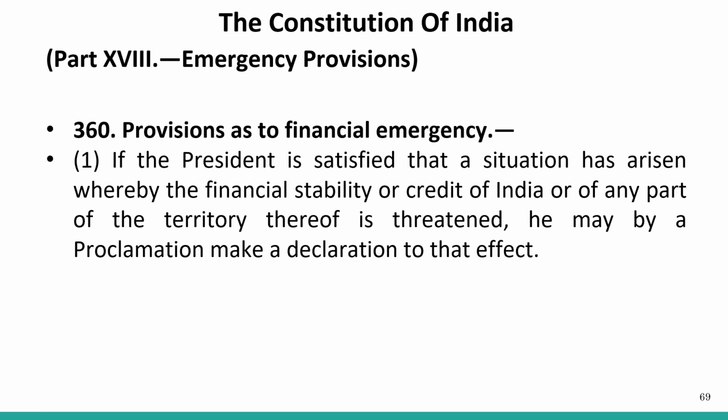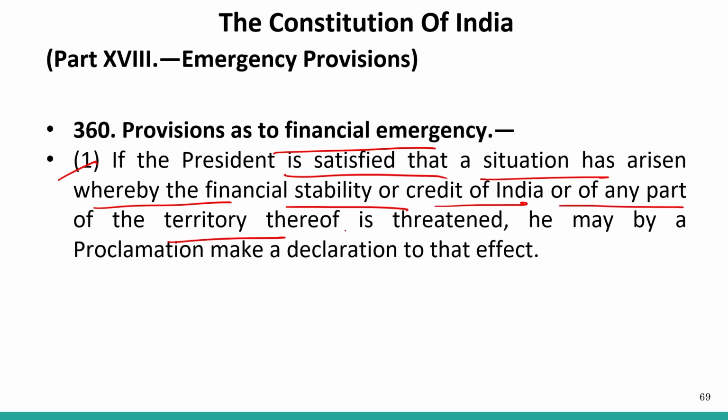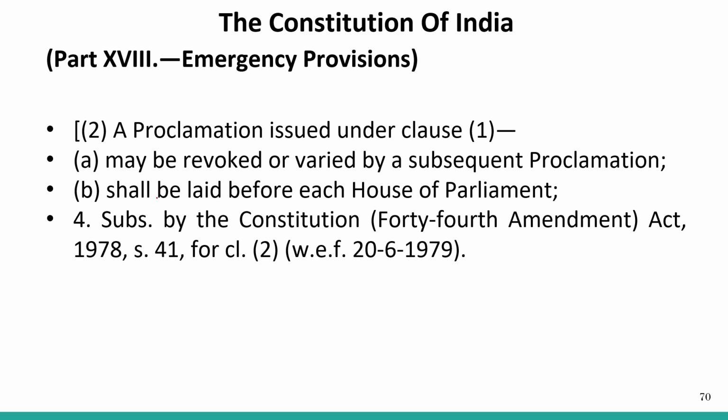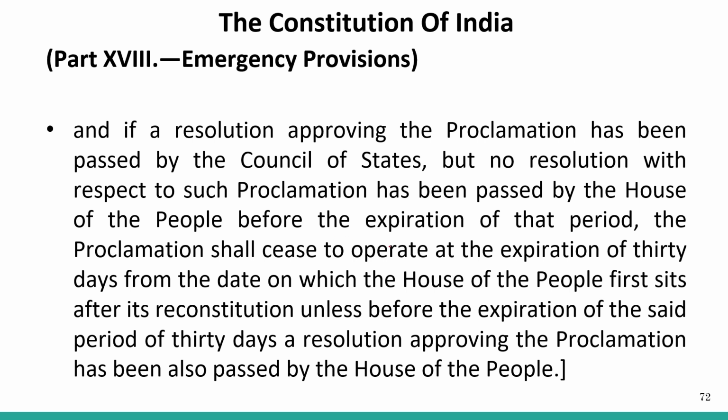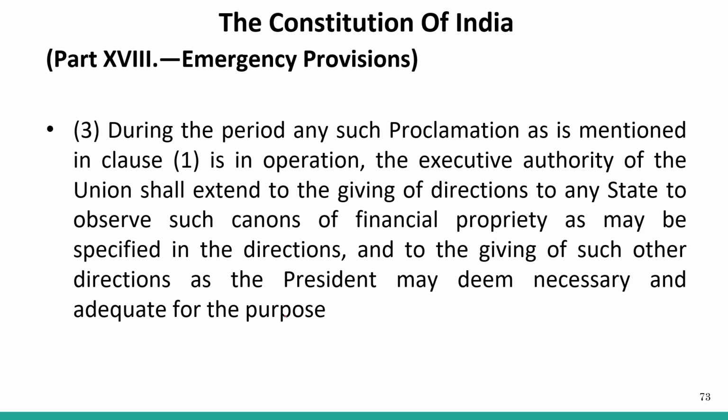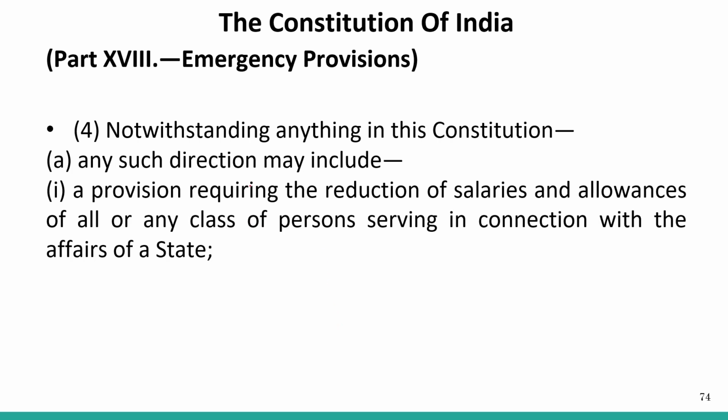Now the last article, which talks about the provisions as to financial emergency. If the President is satisfied that a situation has arisen whereby the financial stability or credit of India or any part of the territory thereof is threatened, he may, by a proclamation, declare to that effect. It will extend for a period of 2 months if it has not been approved. If it has been approved, then it will continue. This is 30 days, the same scenario as Article 352, which we have studied.